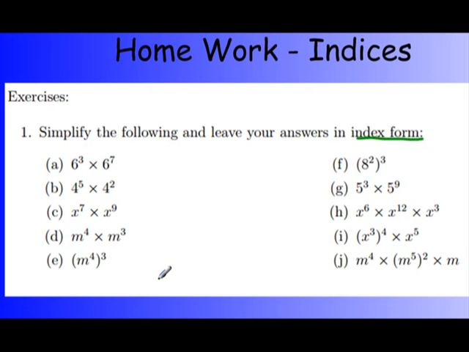We have here 6 to the third times 6 to the 7th, 4 to the 5th times 4 to the 2nd, x to the 7th times x to the 9th, m to the 4th times m to the 3rd, m to the 4th raised to the 3rd, a to the 2nd raised to the 3rd, 5 to the 3rd times 5 to the 9th, x to the 6th times x to the 12th times x to the 3rd, x to the 3rd raised to the 4th power times x to the 5th, m to the 4th times m to the 5th raised to the 2nd power times m. You can complete this assignment and turn it in to me.